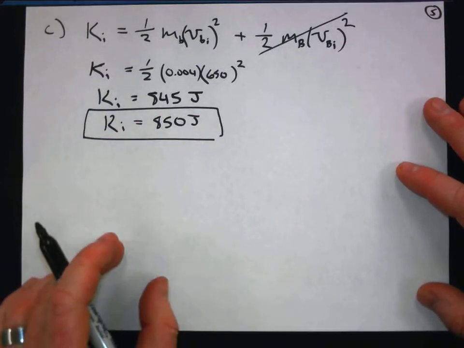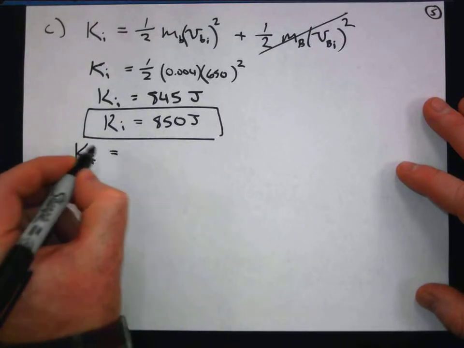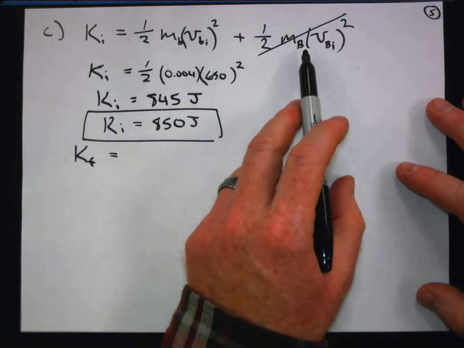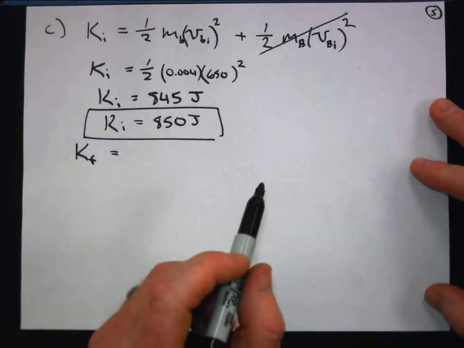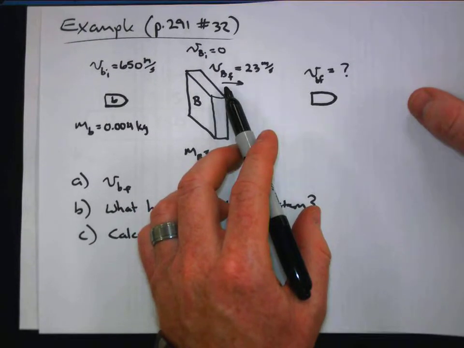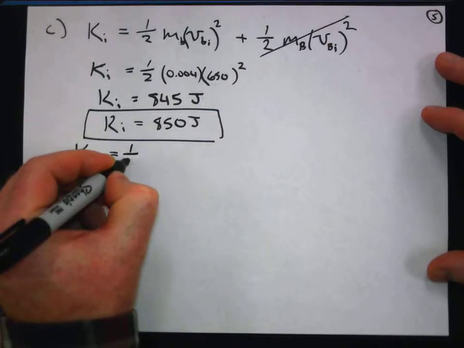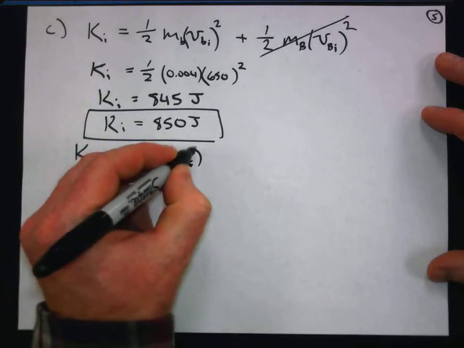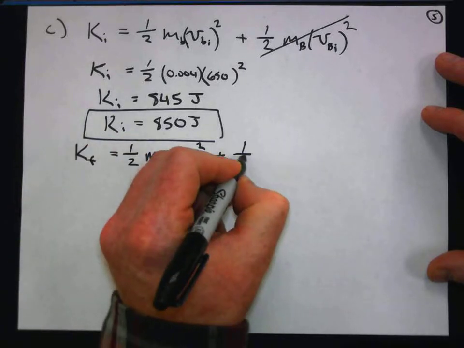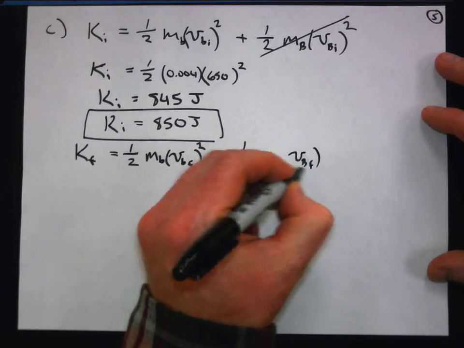Okay. Now we need to calculate the final kinetic energy of the system. I'm going to set it up the exact same way, and it's smart to do that. It was convenient that this term went away to 0, but for the final condition, remember, both the bullet and the block are moving, so they both have kinetic energy. I can't get lazy. I have to keep this stuff in mind. So 1/2 mass of the bullet, final velocity of the bullet squared, plus 1/2 mass of the block times final velocity of the block squared.